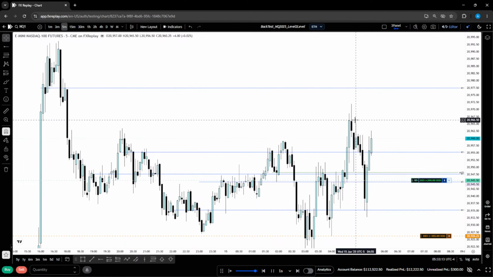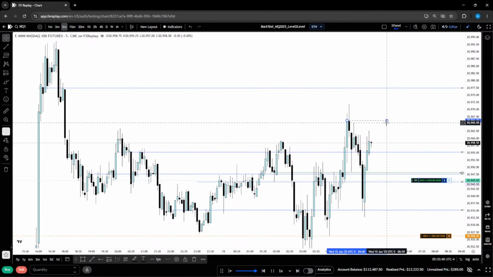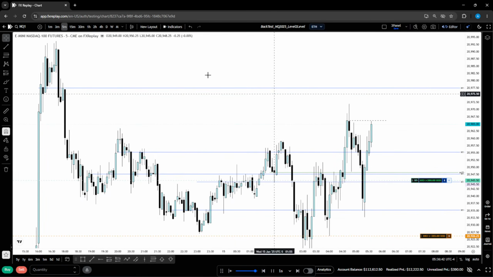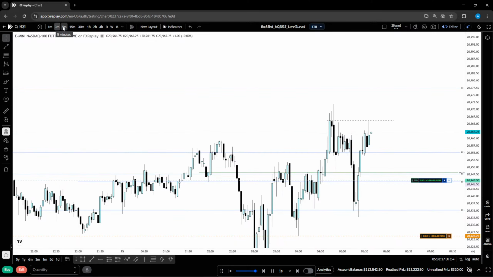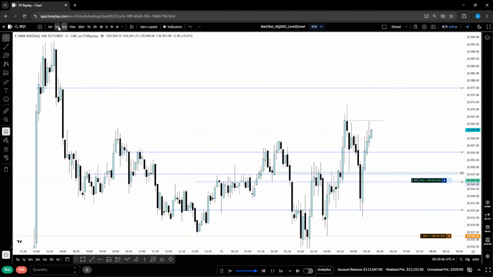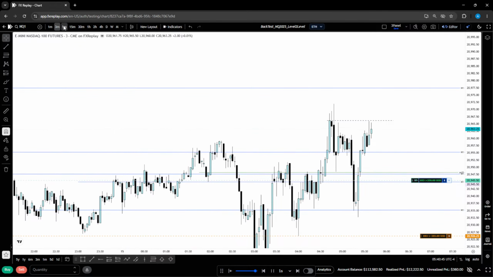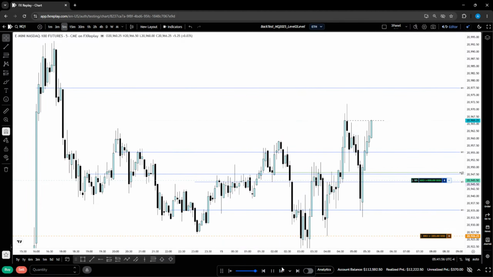Now we should close above the candle closure of the previous swing in 5 minutes or some time frame. Didn't happen in 5 minutes yet.